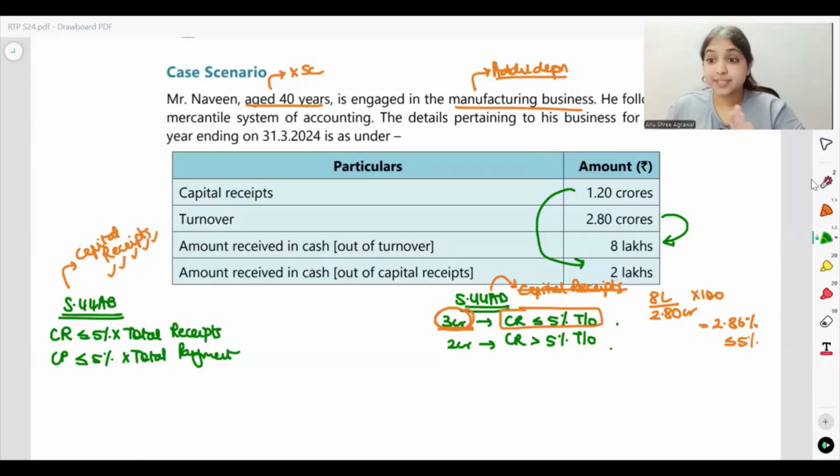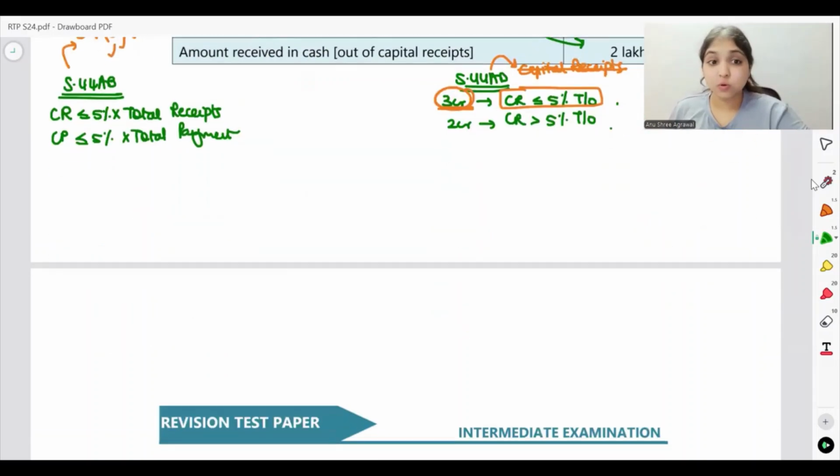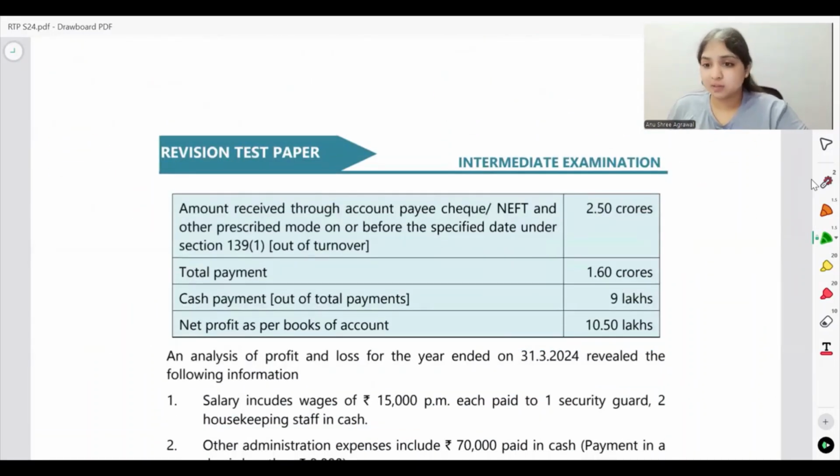So this was your first big learning that when you're calculating 44AD, when you're looking at the limits, you will consider only turnover. You will not consider capital receipts. When you're calculating for 44AB, the 10 crore condition, you will consider total receipts. You will include capital receipts also. Okay. Now look at what else the question says.